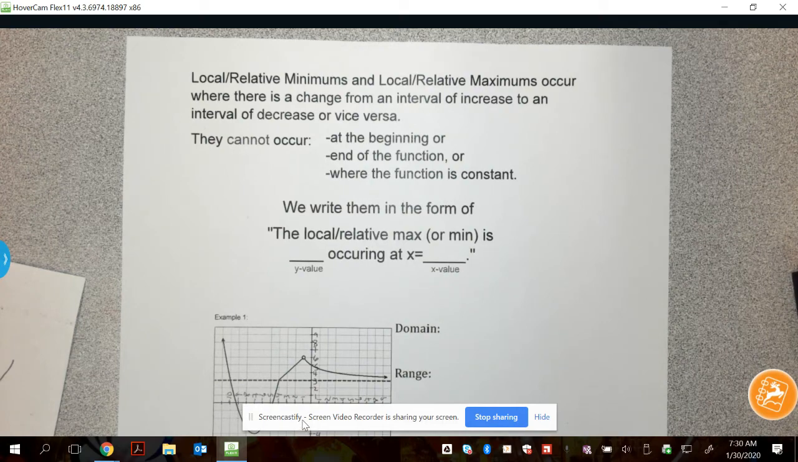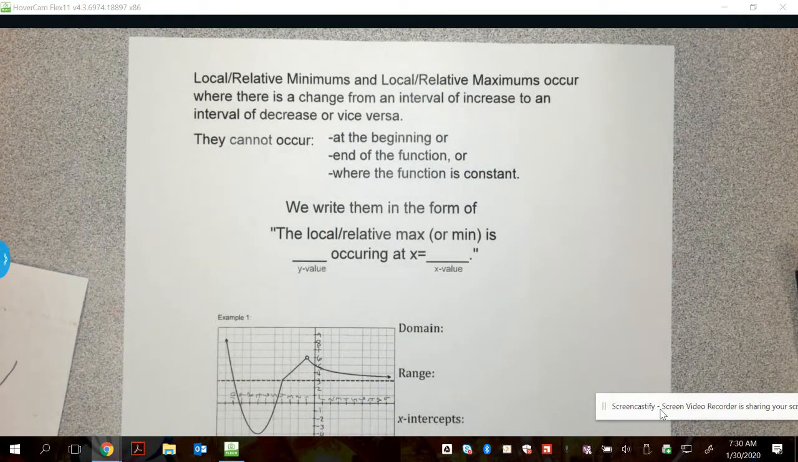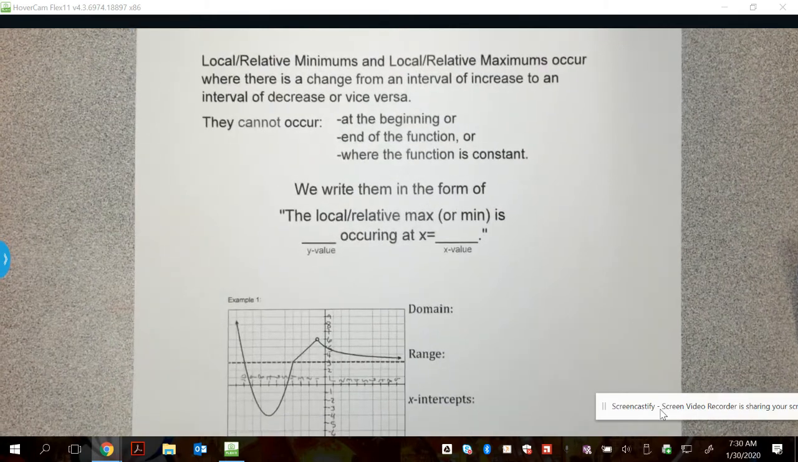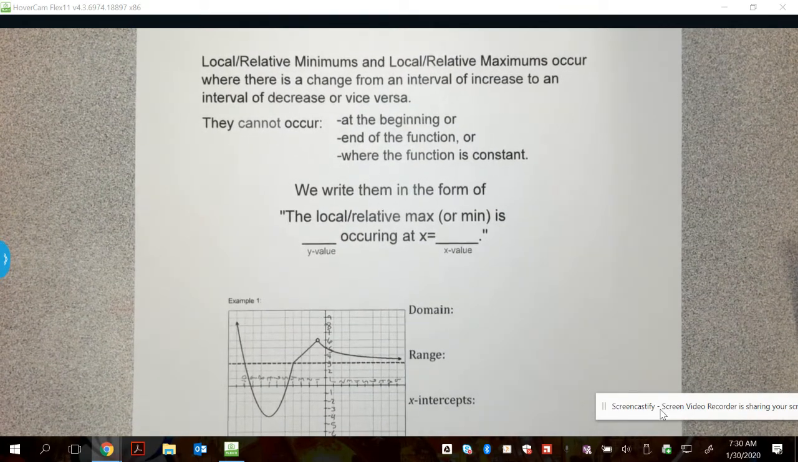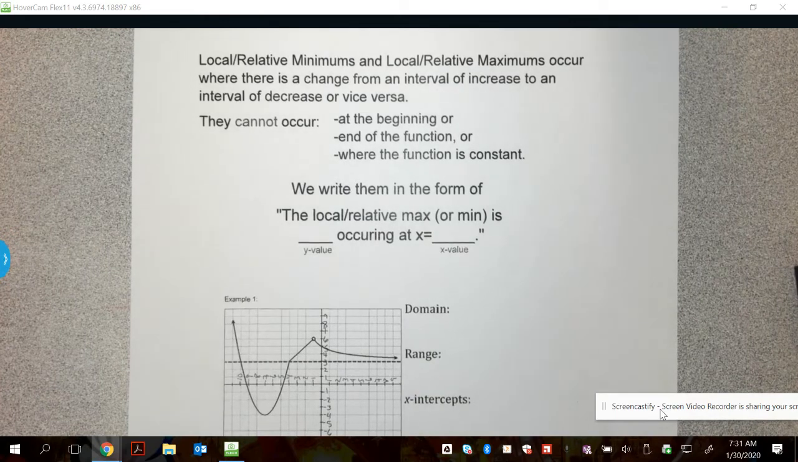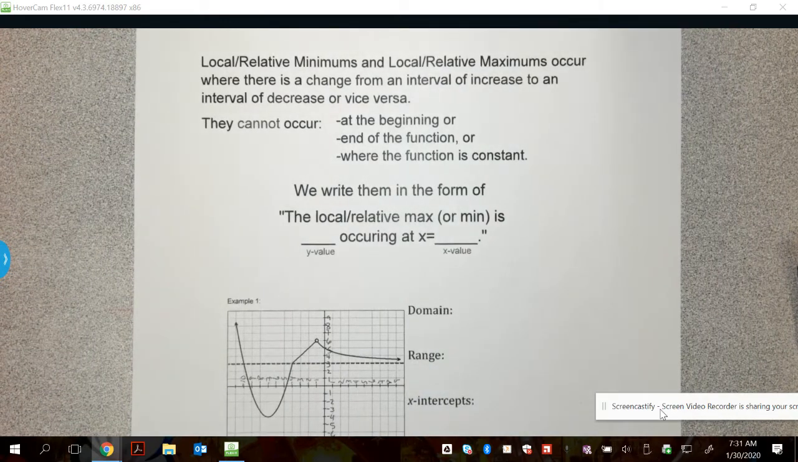I think recording now. All right, so basically what's going on with this is we're talking about relative versus absolute. That's what the key here is. And you need to know this because in calculus it becomes really important. But for right now, this is the easiest thing you're going to do.